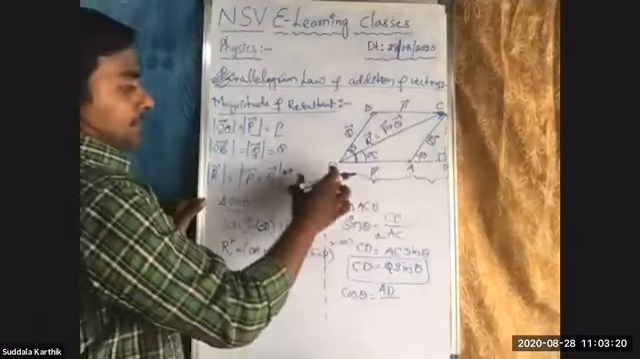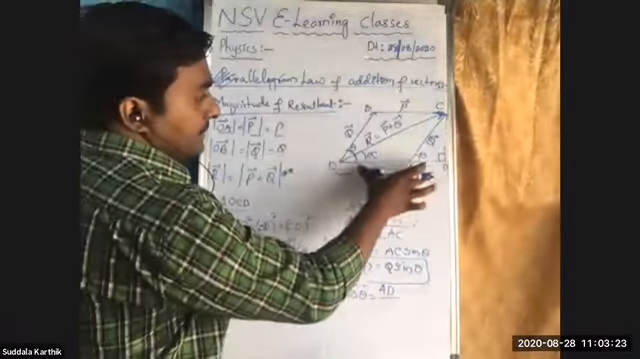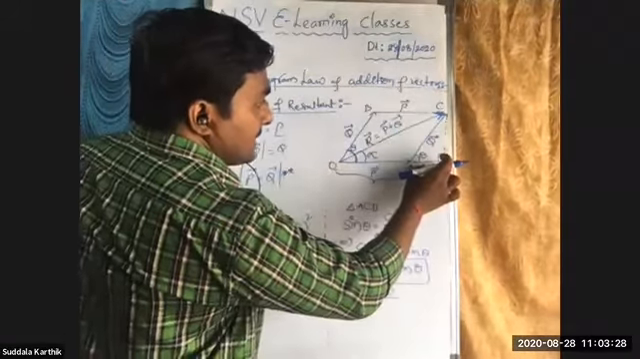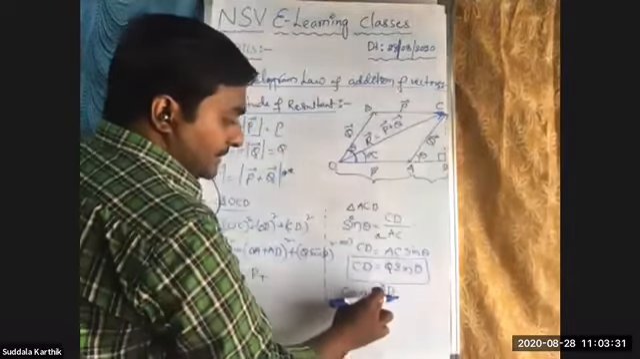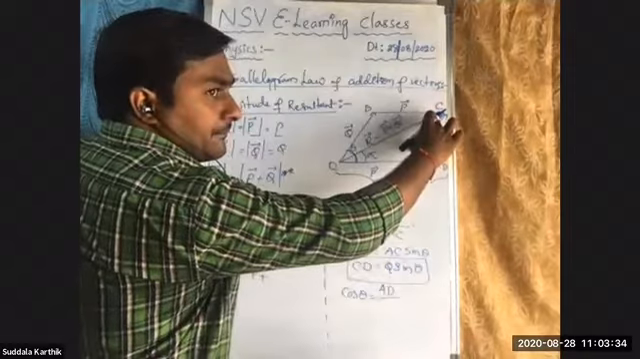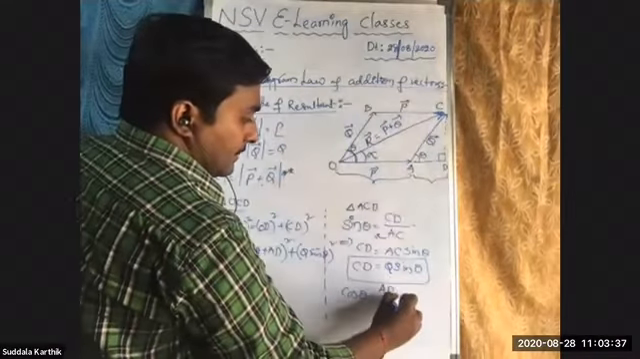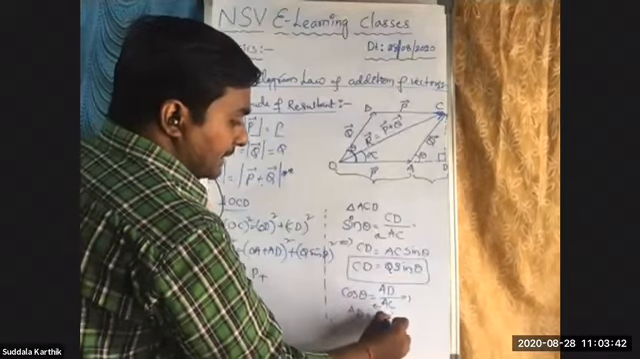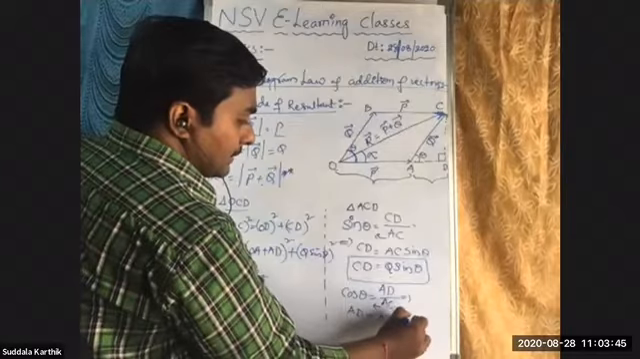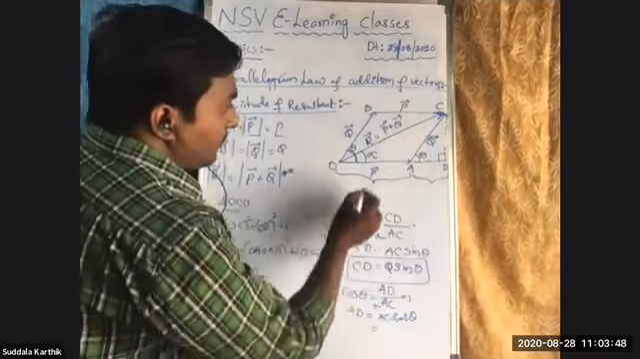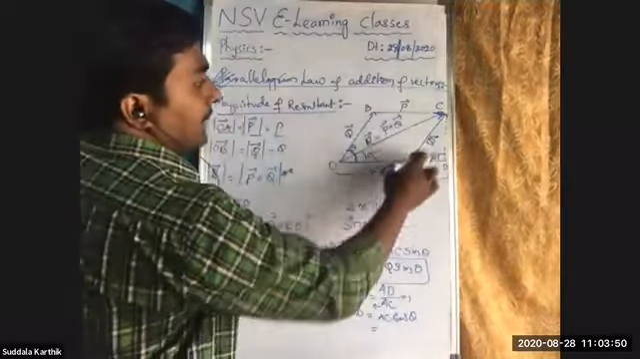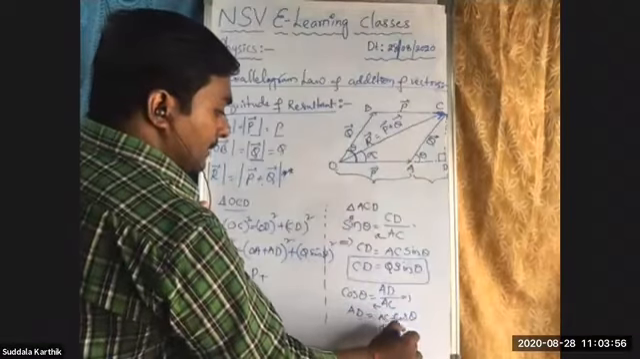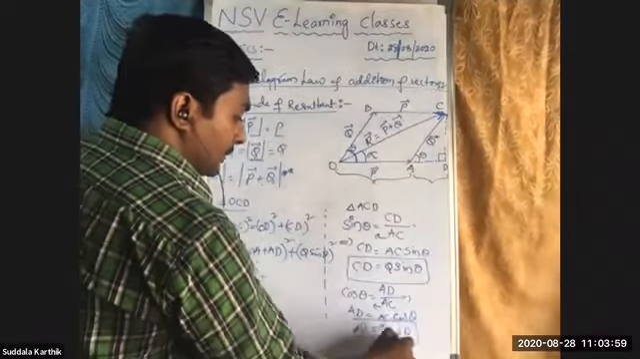In this diagram, cos theta is equal to adjacent side by hypotenuse. Adjacent side is how much? AD. Hypotenuse is AC. But I want to calculate AD, so AD is equal to AC into cos theta. So AC is how much? AC is Q bar, and its magnitude is Q. So AD is equal to Q cos theta.